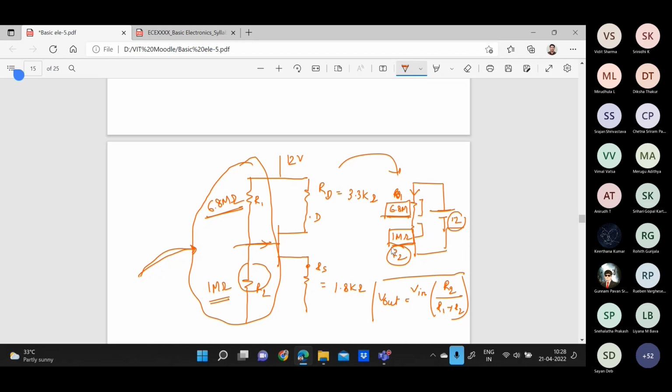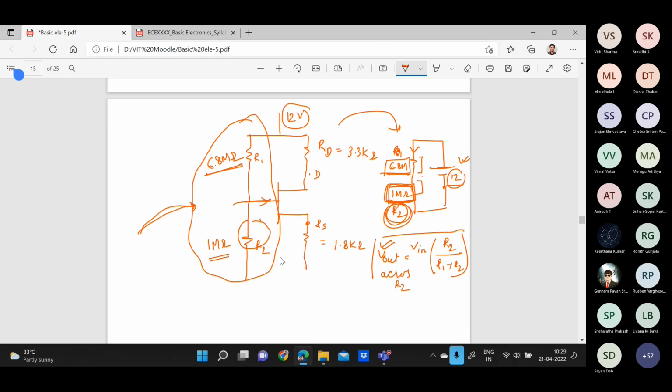6.8 mega ohm and 1 mega ohm are connected in series, and one voltage, that is 12 volt, is connected like this. What will happen if I ask you to find the voltage drop across R2? As they are connected in series, the voltage drop will be different, right? So you can find the voltage drop across R2 as R2 divided by R1 plus R2. Understand? So here you can find the value, right?